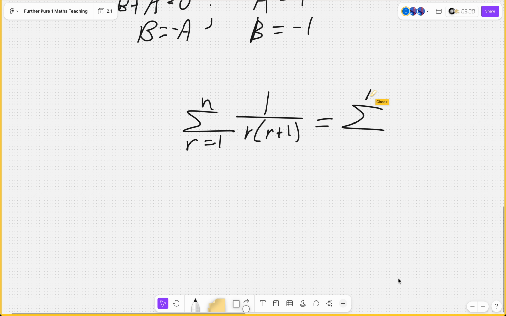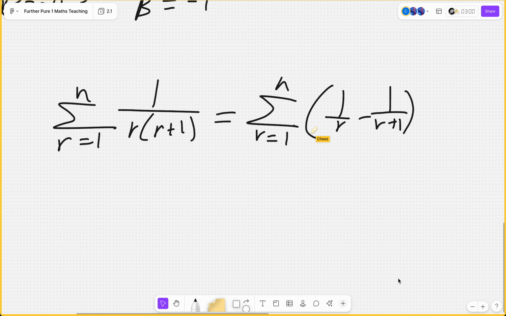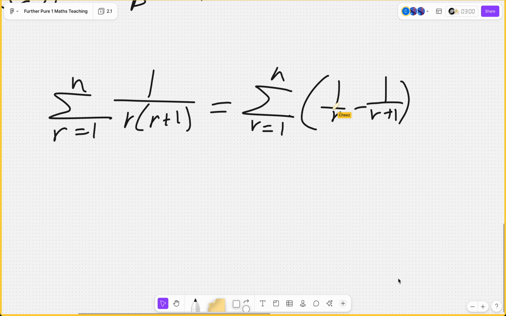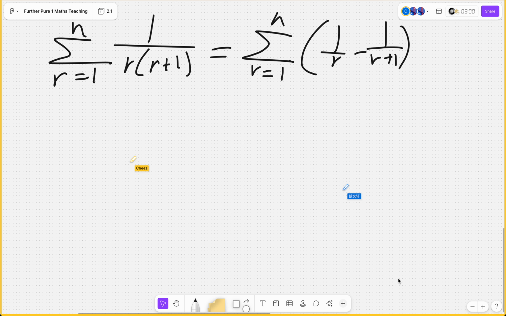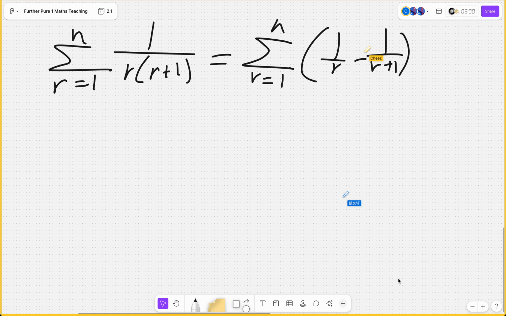Equals the sum of 1 over r, take away 1 over r plus 1. Now, because we know that the summation, you can distribute it. You don't need to distribute it, actually. Just try out the first terms. So this is a much simpler equation to look at, and now we can try to substitute some values inside of it. So let's look at the first two terms.